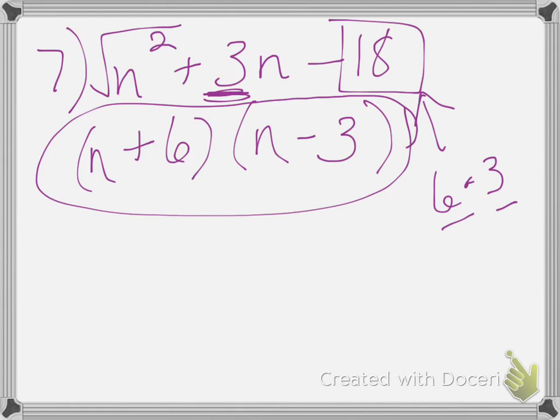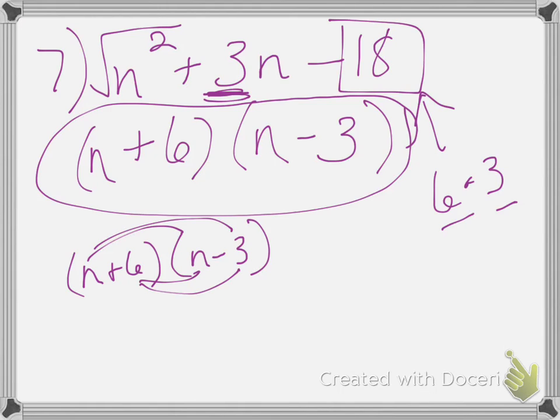Let's FOIL it. This will answer many questions, I feel. First, outer, inner, last. n times n is n squared, plus 3 times negative 3 times n, plus positive 6 times n, plus negative 18.